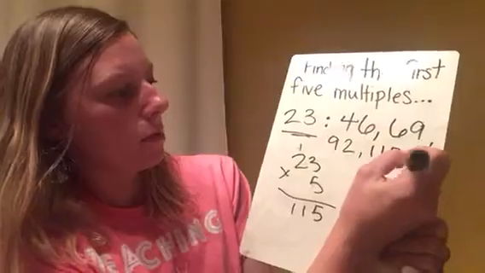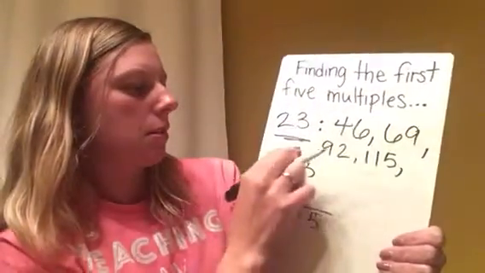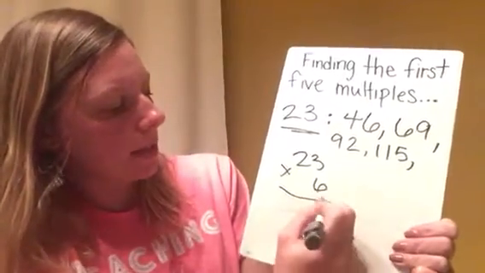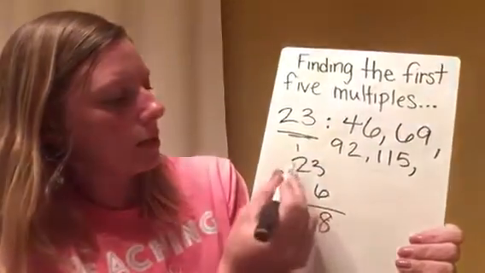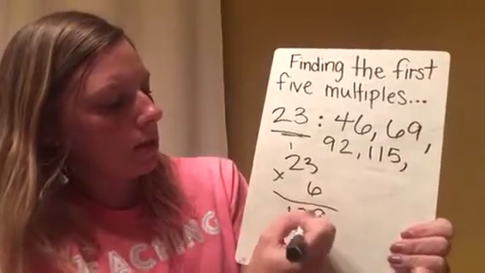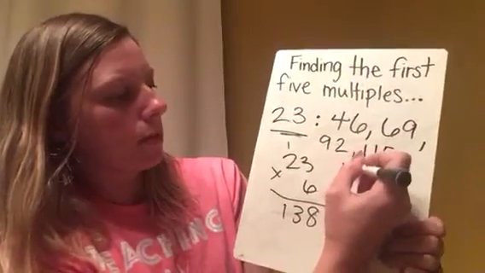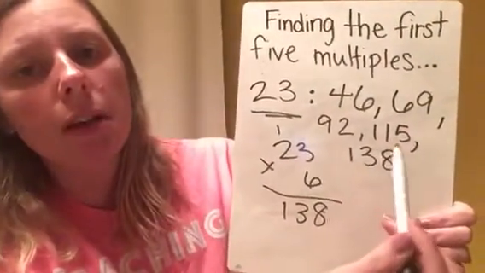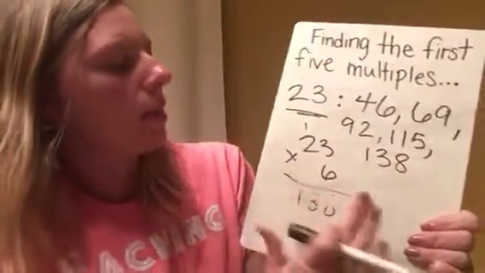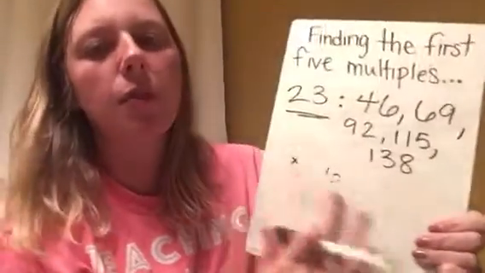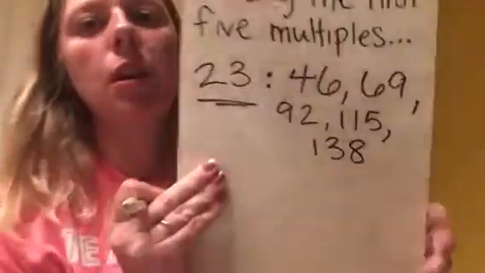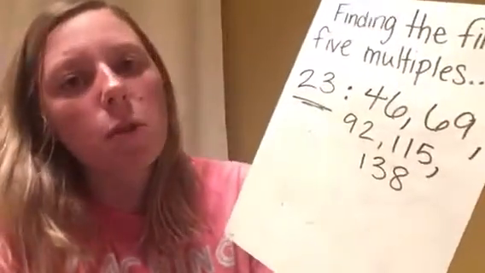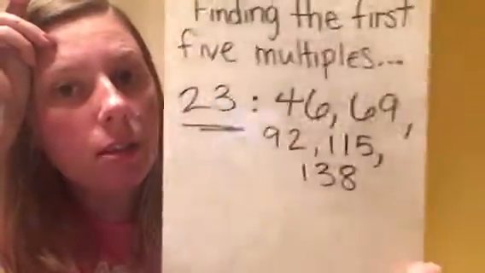We're almost done. We have one more to do. 23 times 6. 6 times 3 is 18. 6 times 2 is 12, plus 1 is 13. So our last multiple that we're going to do is 138. So all of these numbers are multiples of 23. Okay, so if you get a big number, or even a number that you don't feel like you could think about easily what the multiples would be, then just multiply. It doesn't take you long, and you can use the practice.